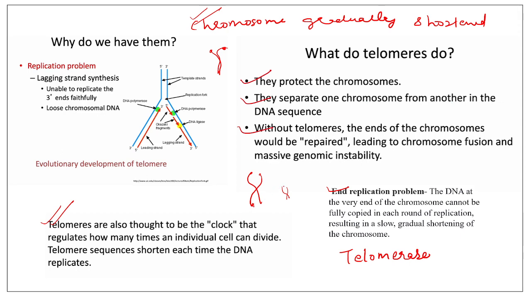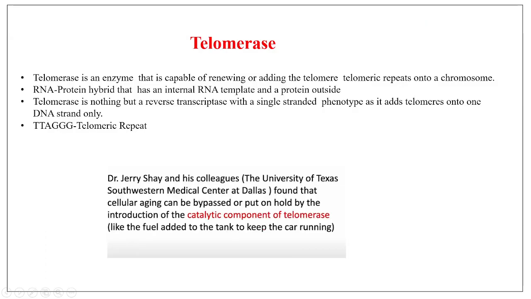So therefore, how many telomeres are there actually tells how many times an individual cell can divide, because it can only divide up to a certain limit. After that, if all the telomeres have vanished, then it cannot divide, it is completely exhausted. And telomere sequences shorten each time the DNA replicates. Okay, now comes the enzyme which is called telomerase.